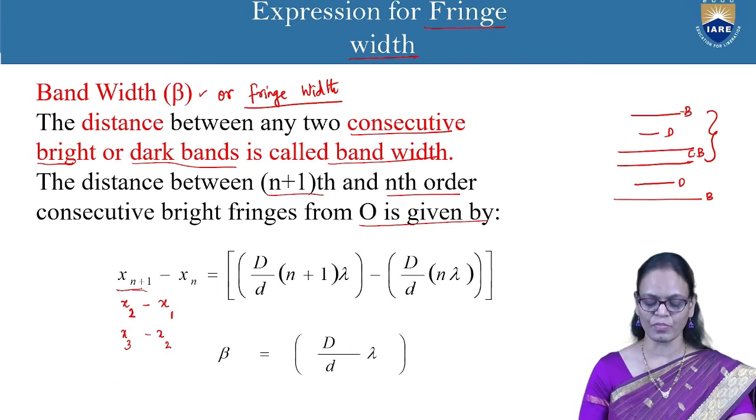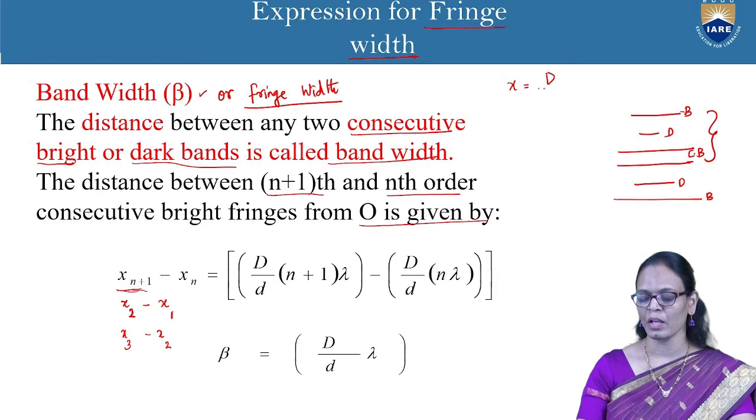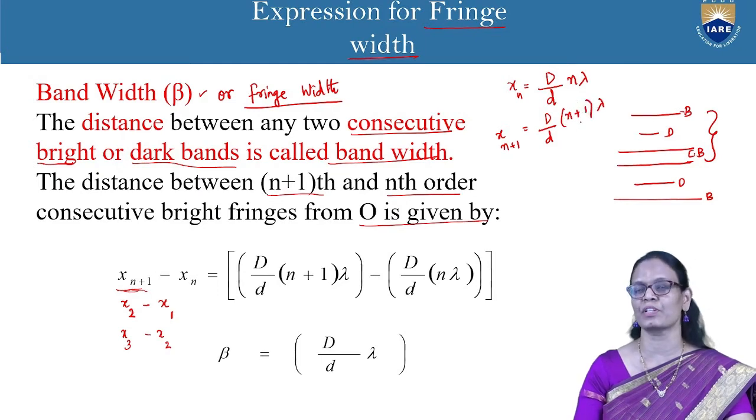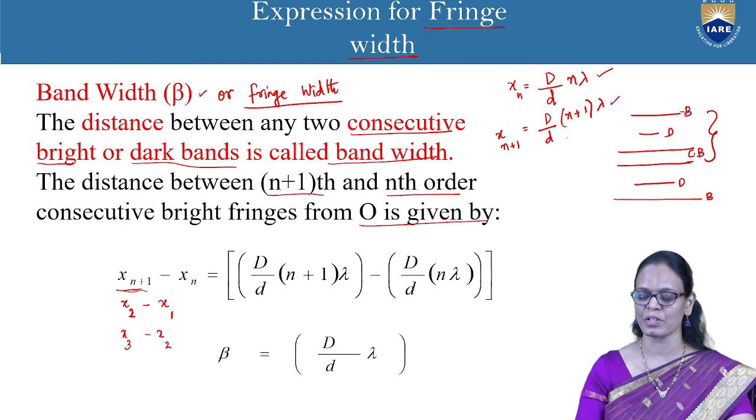So now let us write the formula for x(n+1). We have the formula for x as x equal to D/d into nλ. This is for xn. Now what will be the formula for x(n+1)? In place of n, we are going to put n plus 1. That gives us the distance of the (n+1)th bright fringe. This is the distance of the nth bright fringe, and this will be the distance of the (n+1)th bright fringe from the central fringe. So now what we are going to do is substitute.